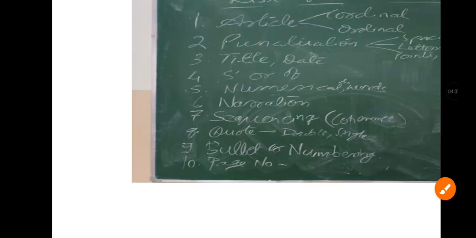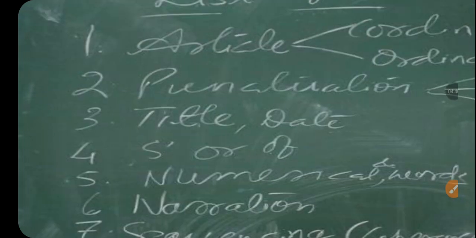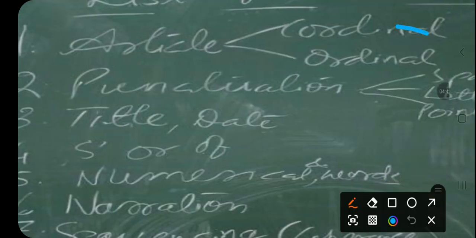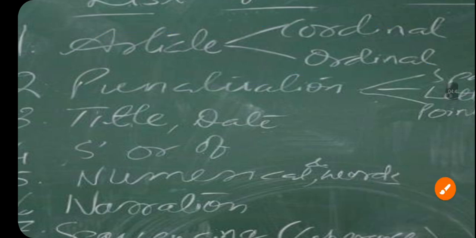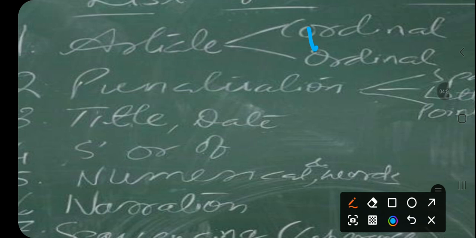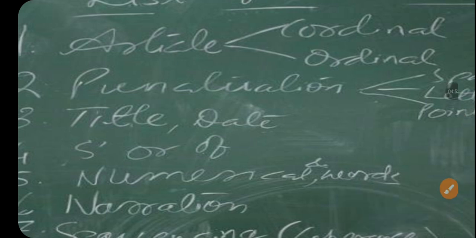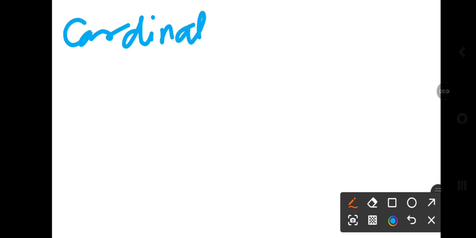So that is all about articles, that is basic. But then the next problem is with articles. Here we have to discuss cardinal and ordinal numbers. Let us see what cardinal and ordinal are. It is about numbers actually, and the problem we generally make is with these numbers.